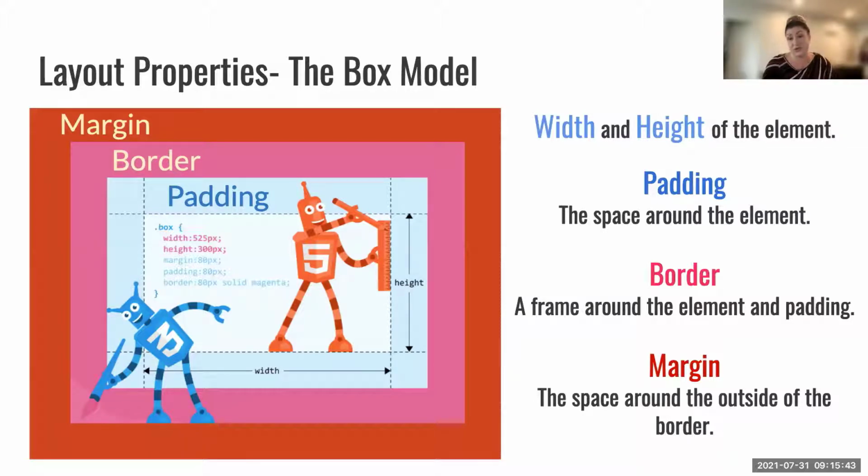Then if you want, you can put a border and that will create a frame around the element. And then finally, there's margin, which, if you have a border around an element, will give space outside of that border. We'll see this in action when we're doing our live coding.